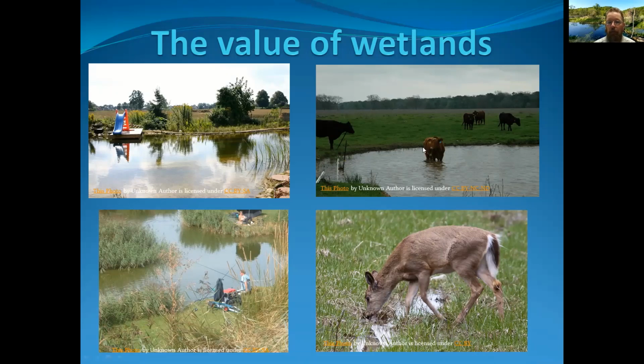Now also we use them for livestock. Many ranchers have ponds that they either have created or are natural on their land, and that serves as a great source of drinking water for their livestock, because otherwise they have to figure out a way to get water out there. And of course, wildlife are going to use these wetlands as a drinking water source too.